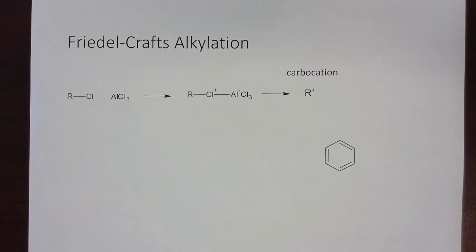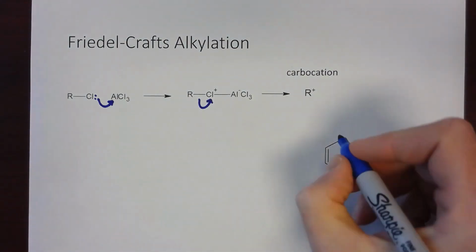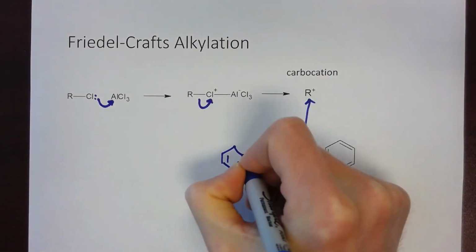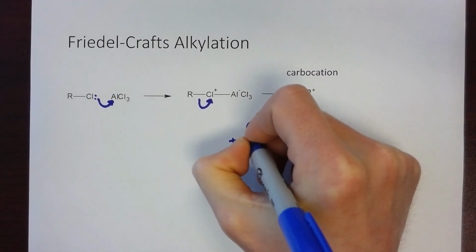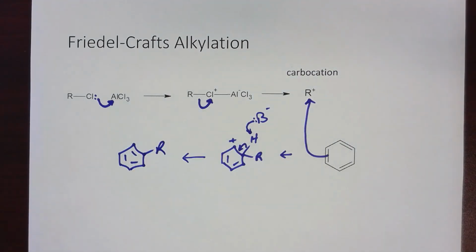The alkylation reaction occurs similarly, where aluminum chloride pulls the chlorine off to form a carbocation. This carbocation is attacked by the benzene ring to form the intermediate. A base pulls off the proton to form an alkylated benzene ring.